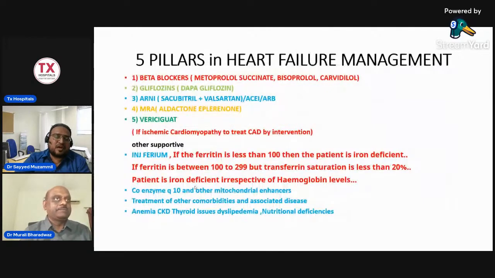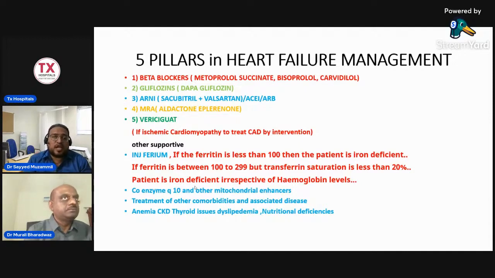So now we have five pillars in heart failure management: beta blockers, gliflozins, ARNI, ACE inhibitors or ARBs, MRA, and vericiguat. So what happens in heart failure? There is activation of the renin angiotensin aldosterone system, and there is activation of the sympathetic nervous system. So we have to block this overactivated sympathetic nervous system and overactivated RAS.